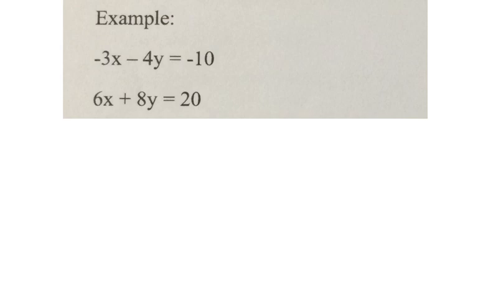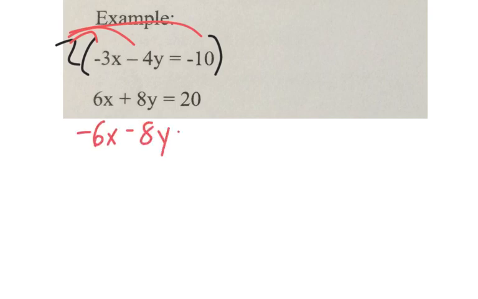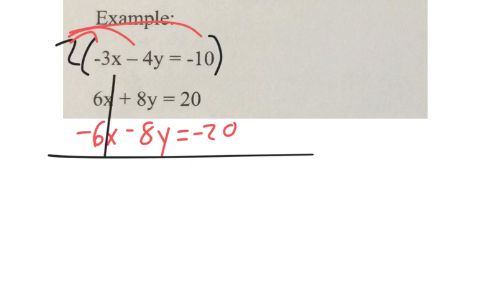What did I have to do to make elimination happen here? I would multiply the top equation by 2. So if I distribute that, that would be a negative 6x, a negative 8y equals a negative 20. So when I eliminate, the x's eliminate, the y's eliminate. So what's left on the left side? A 0. 20 minus 20 is 0. So all of my variables went away.